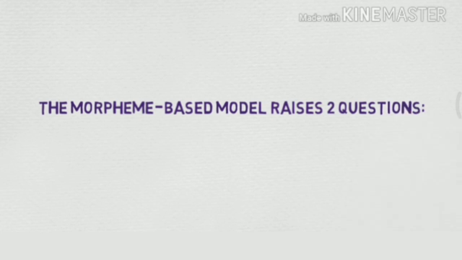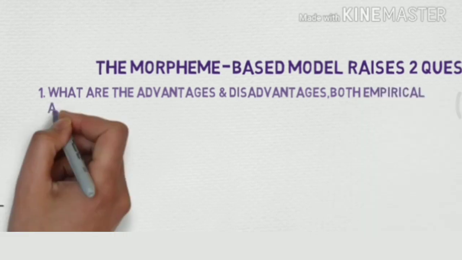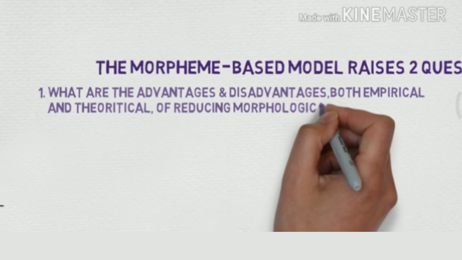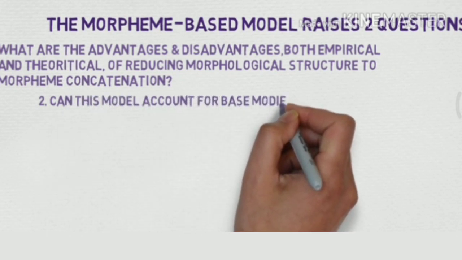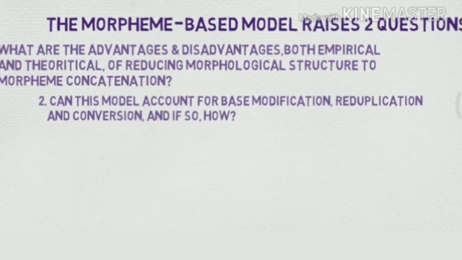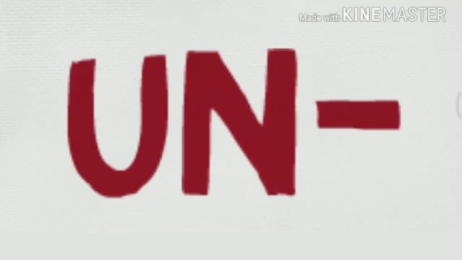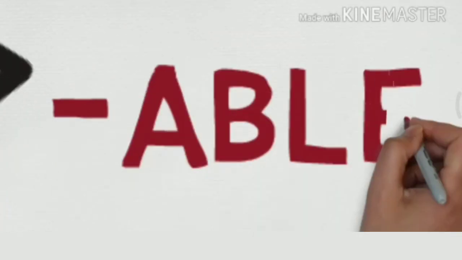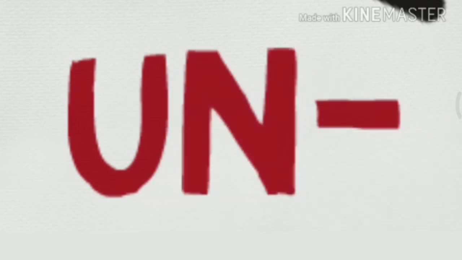The morpheme-based model gives rise to questions. First, what are the advantages and disadvantages, both empirical and theoretical, of reducing morphological structure to morpheme concatenation? Second, can this model account for base modification, reduplication, and conversion, and if so, how? Not all sentences have more than one possible interpretation, but all have a structure. A word like undoable also has two possible interpretations: unable to be done, or able to be undone.